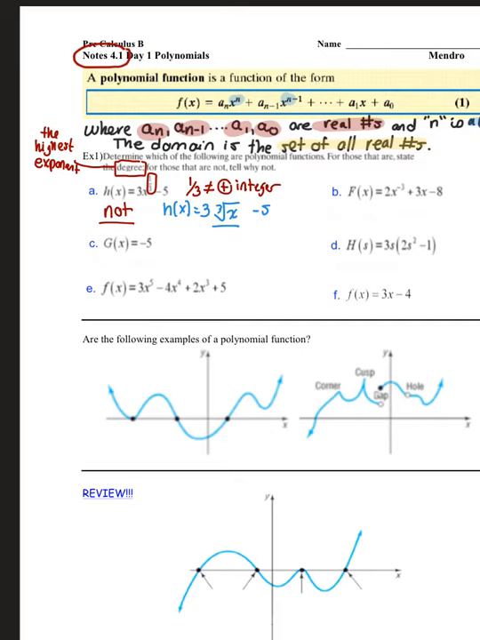If we look at the second example, example B, 2x to the -3rd plus 3x minus 8. Once again, this one is not a polynomial function because that exponent of -3 is not a positive integer. And again, if you understand the real meaning of this function, that negative exponent essentially becomes a fraction: 2 over x cubed plus 3x minus 8, which means this function is actually a rational function, which we'll be learning about later in this chapter.